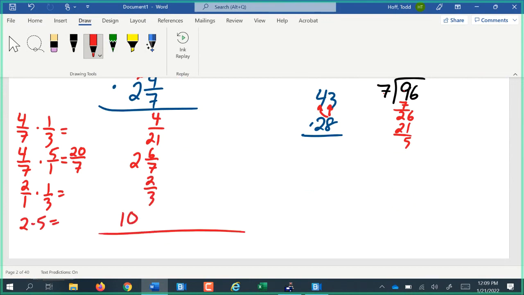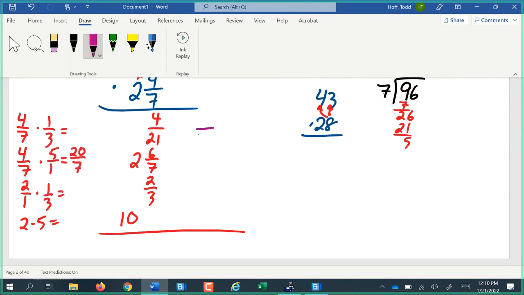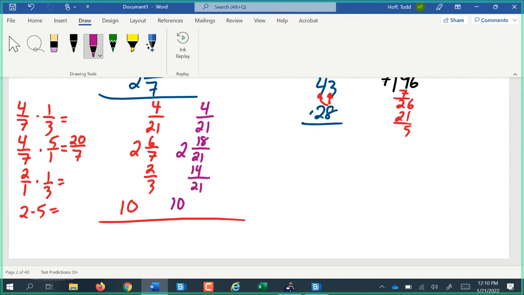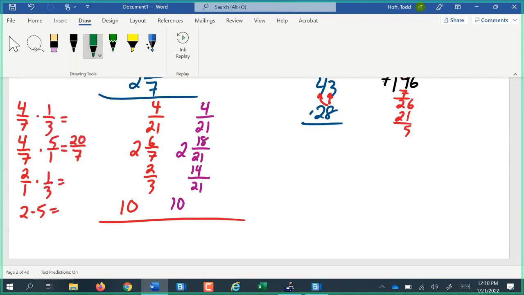But we still need to combine these. To do that, we need a common denominator. That common denominator is going to be 21. So this will stay 4 21sts. 7 times 3, so this will be 18. 2 and 18 21sts. 3 times 7, so 2 times 7 will be 14 21sts. And then just our whole number of 10. So now we go ahead and add. 4 and 18 is 22, plus 14 is 36, 21sts.